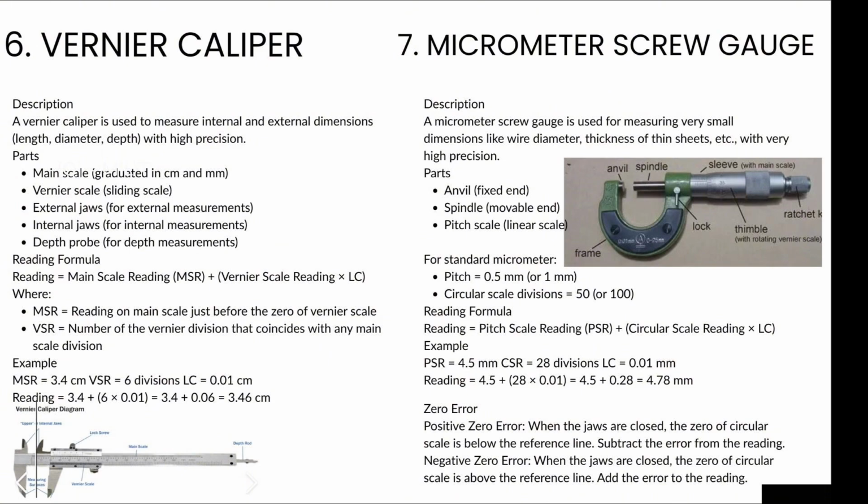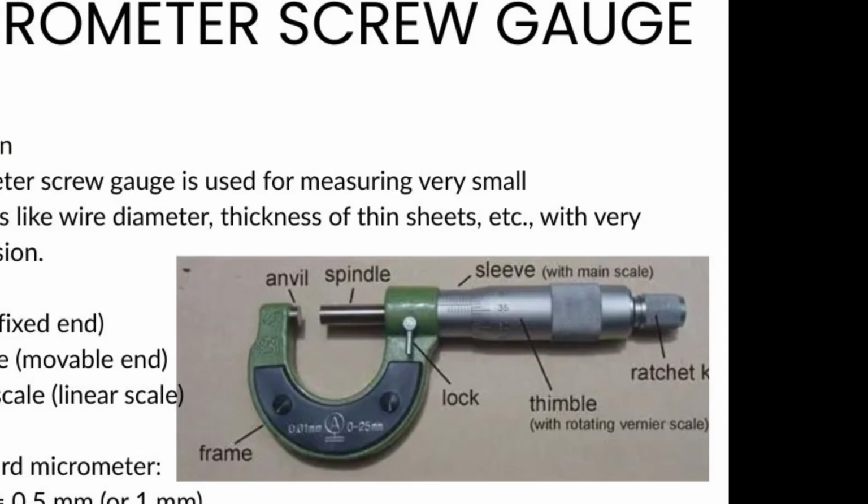4.78 millimeter. Now the zero error of a micrometer screw gauge: when the jaws are closed and the zero of the circular scale is below the reference line, you subtract the error from your reading. When the jaws are closed and the zero of the circular scale is above the reference line, you add. Above, add; below, subtract from whatever you get as your reading.